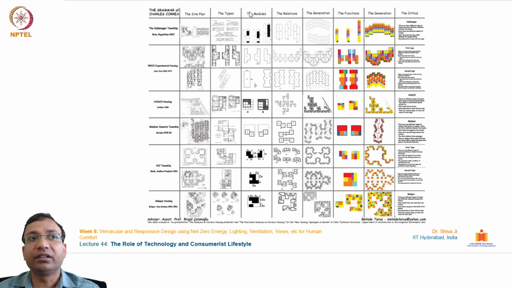In the next column you can see the unit modules, how he has designed these unit modules of these projects, and how these modules are in relationship with each other. What kind of staggering he has used, what kind of arrangement he has utilized. Somewhere they are at some angle, somewhere they are sitting at 90 degrees, somewhere they are a little bit displaced, creating an interesting space or courtyard in the front. So this is the kind of arrangement he has played with to create interesting spaces.